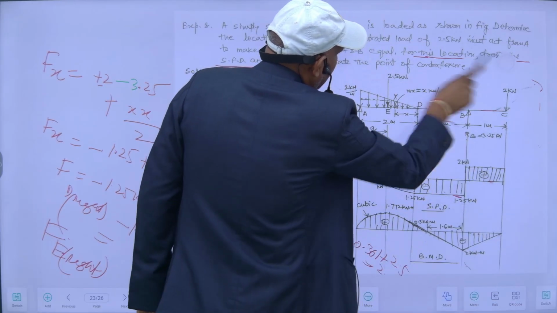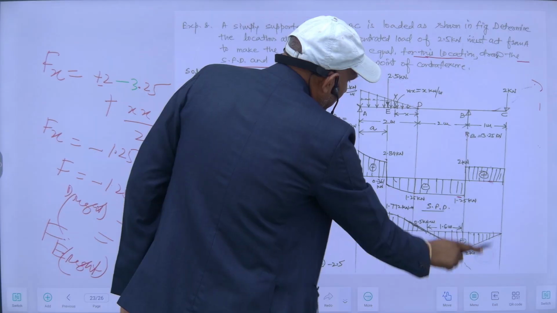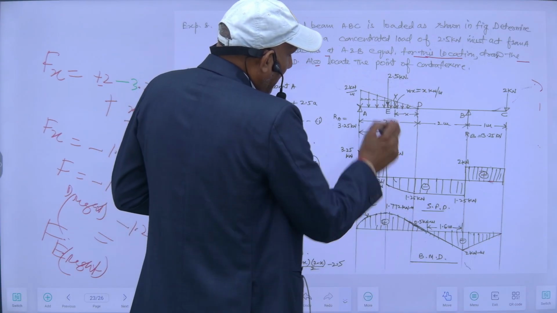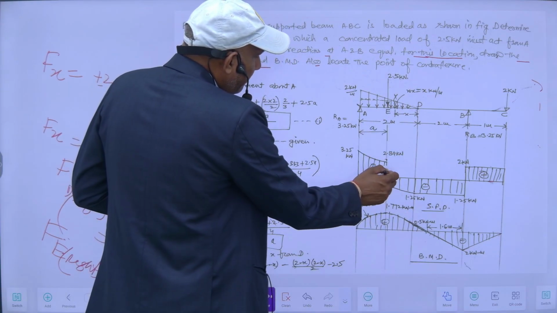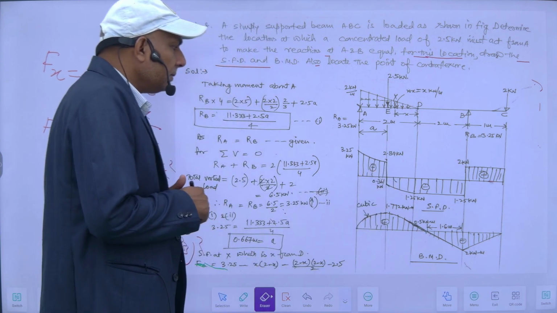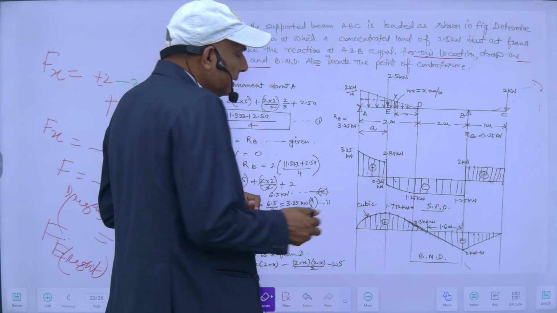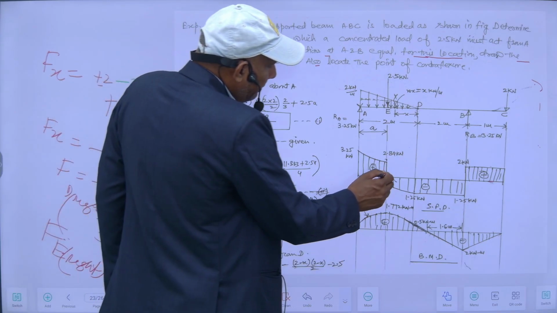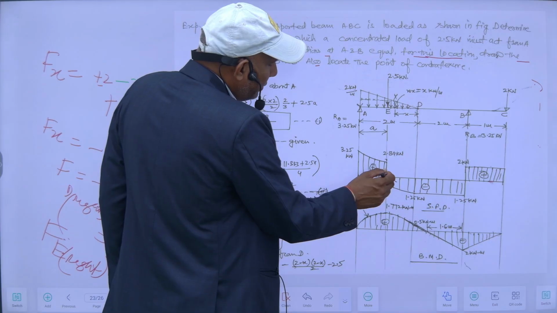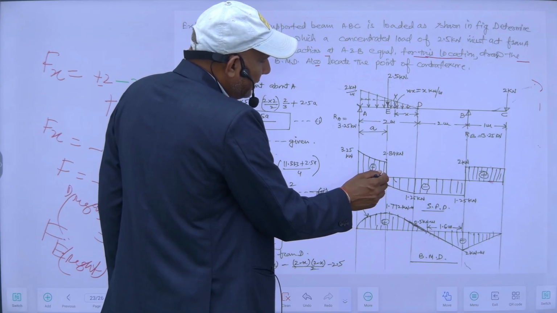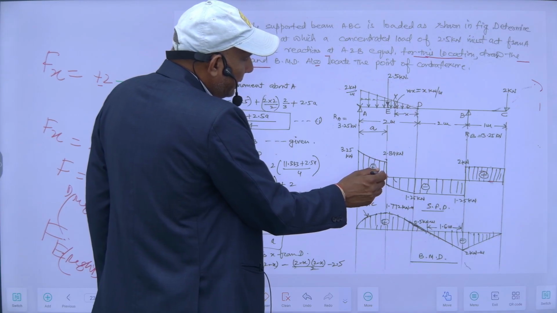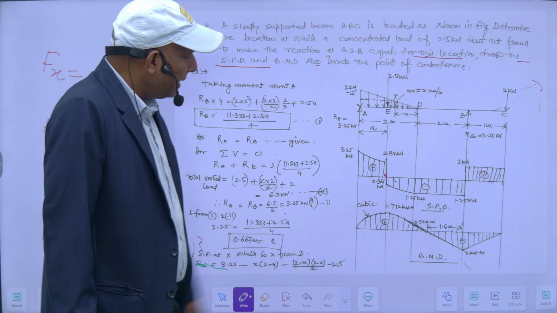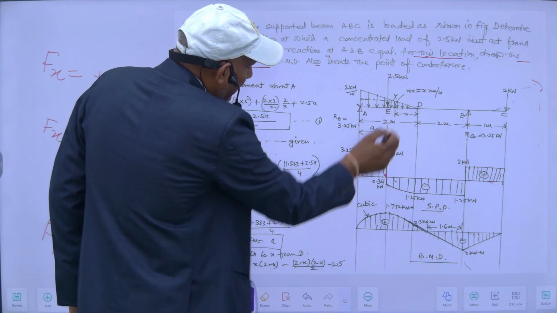For drawing the bending moment diagram, first of all, I want to know the position where my bending moment will be maximum. This is the point where shear force is changing its sign from plus to minus. Obviously, my sagging moment will be here, since shear force is changing its sign. If I want to know the bending moment at this point, the E point, it is the reaction 3.25.